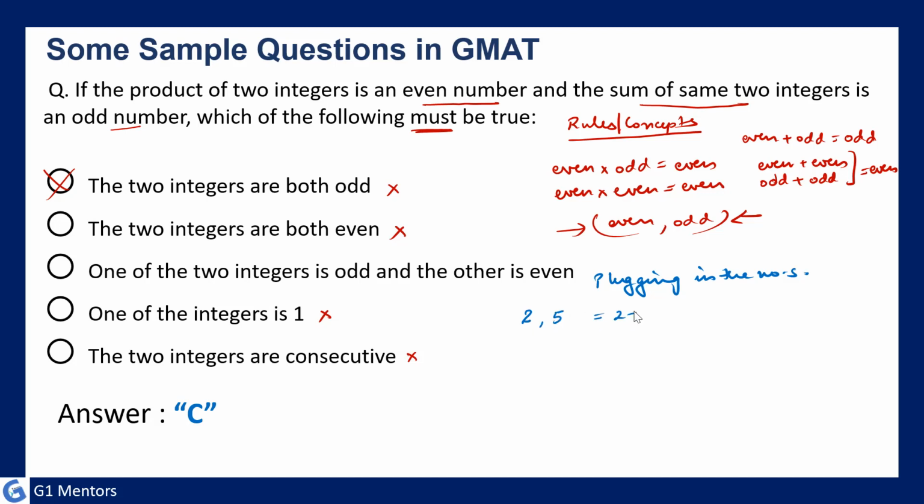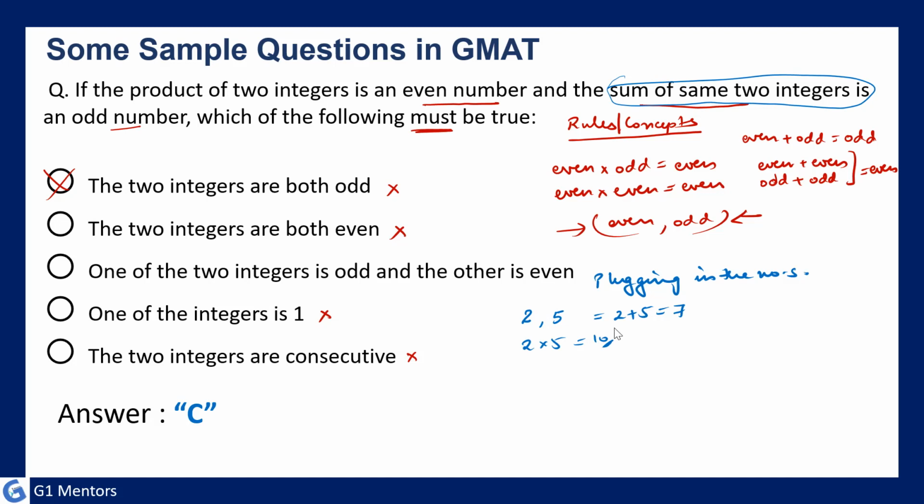So it says 2 plus 5 is equal to 7. It satisfies the second statement in the problem, which is given, that the sum of the two integers is an odd number and the product of the two integers is an even number. 2 into 5 is equal to 10. So this is also okay.